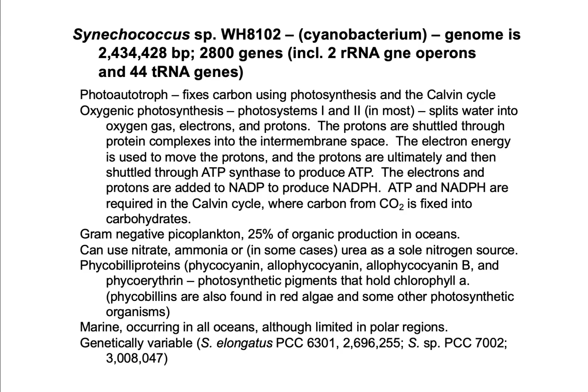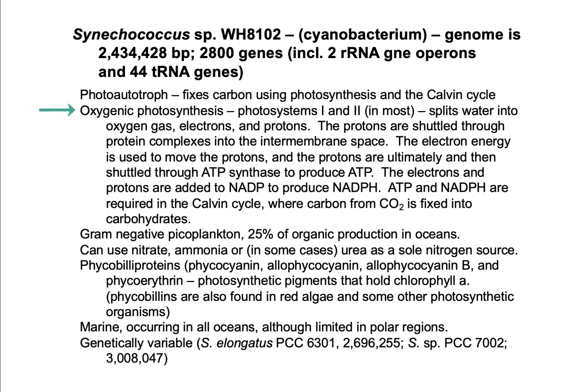So here's a description of what is in the genome of Synechococcus WH8102. It has a genome size of 2.4 million base pairs, about 2,800 genes, including 2 ribosomal RNA gene operons and 44 tRNA genes. Now you'll notice that having 2 ribosomal RNA genes would not allow it to divide every 20 minutes, but often these become polyploid, so they at times can reproduce even faster. This is one of the photoautotrophs, which fixes carbon using photosynthesis and the Calvin cycle.